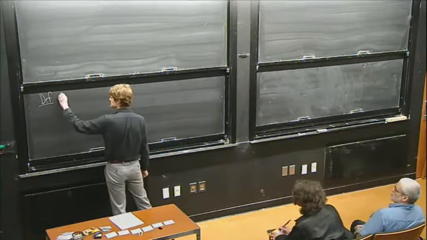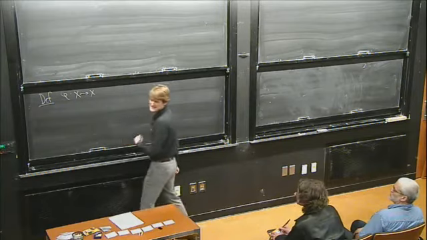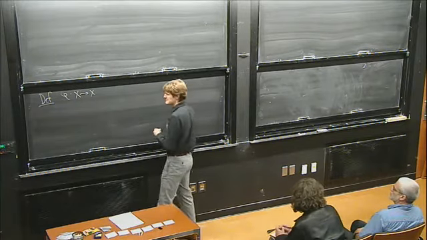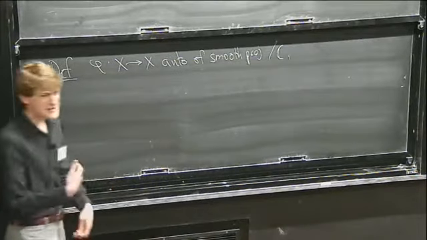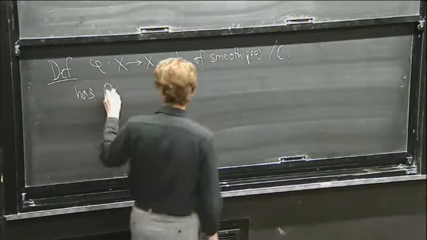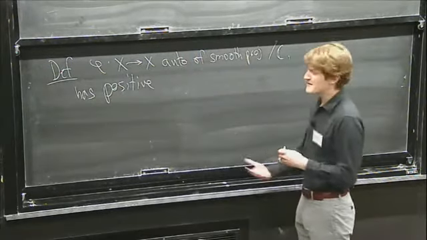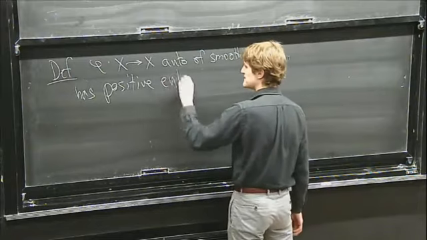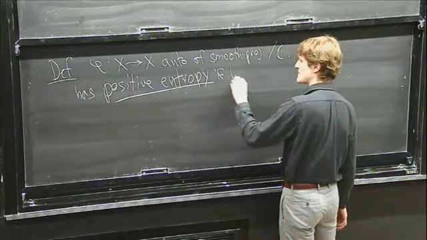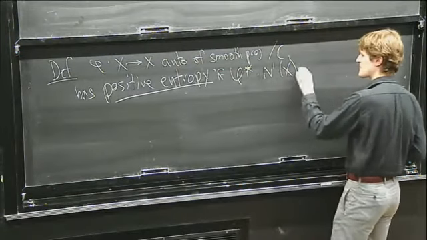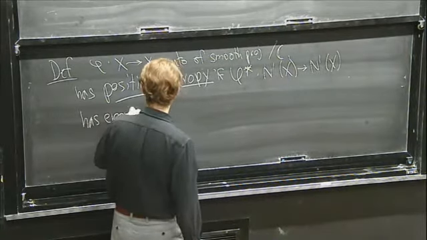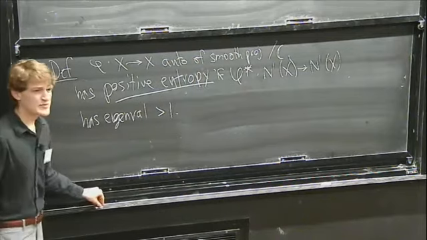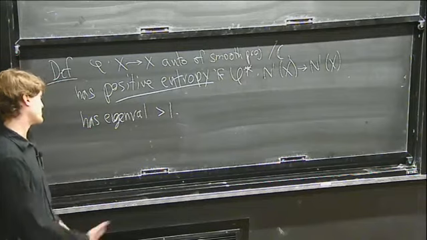So say we have an automorphism of, let's just say, a smooth projective variety over C so I don't get myself in any trouble. We say that this automorphism has positive entropy if when you look at the pullback map on N1 or on H11 equivalently, it turns out, there's an eigenvalue that's bigger than 1. OK, so why is this called positive entropy?